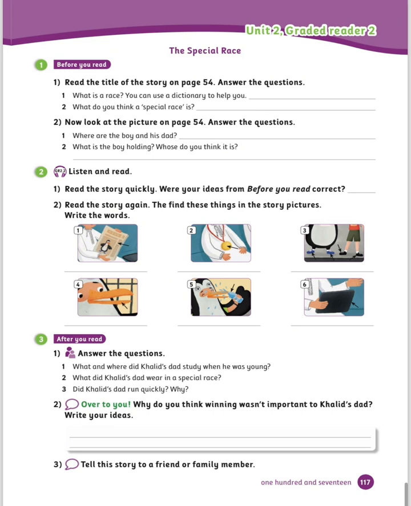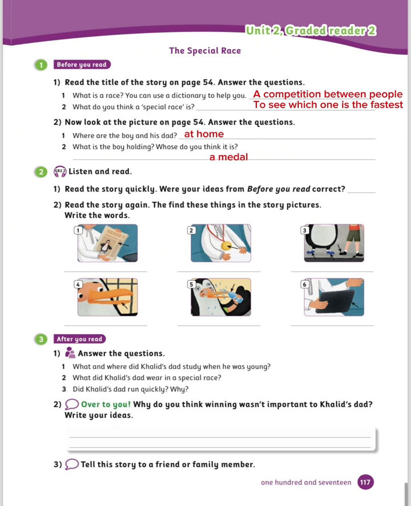Exercise number 1, before you read. Number 1, read the title of the story on page 54. Answer the questions. Now let's see the questions with the answers. Number 1, what is a race? You can use a dictionary to help you. A competition between people to see which one is the fastest. Question number 2, what do you think a special race is?